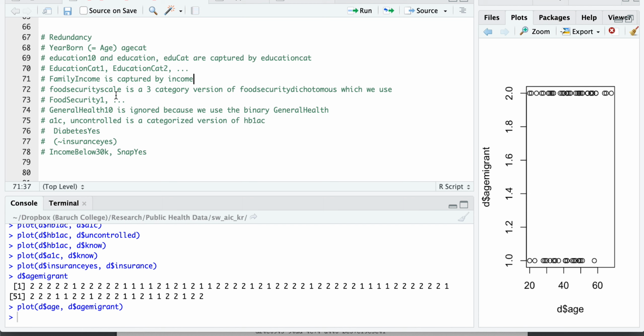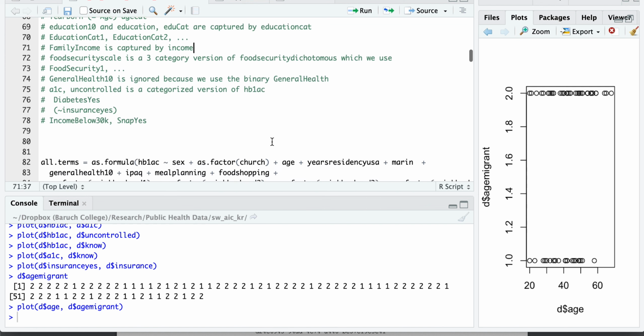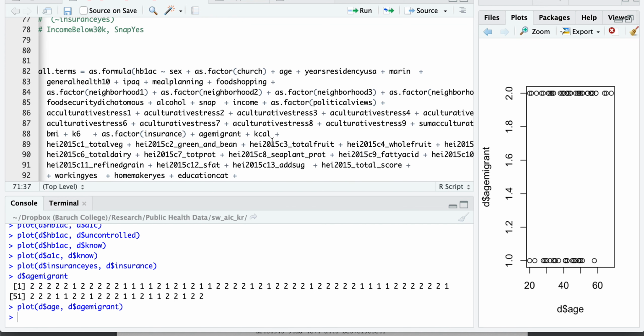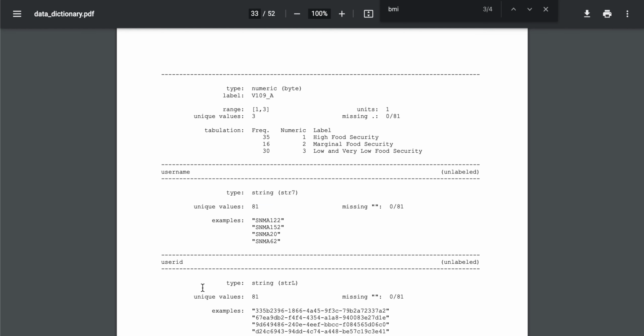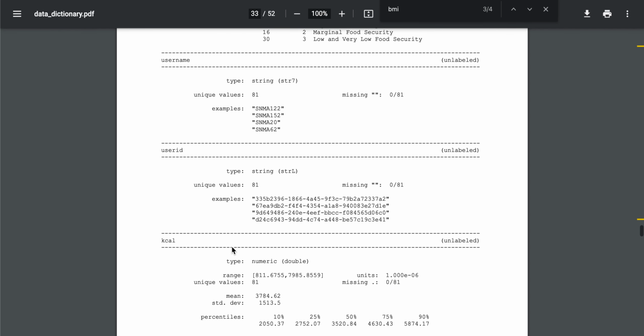If I wanted to do this analysis completely, I would try it with and without, with 3 categories and 2 categories. So for now, we just have age immigrant, so we ignore that. Then the usernames, forget about it.